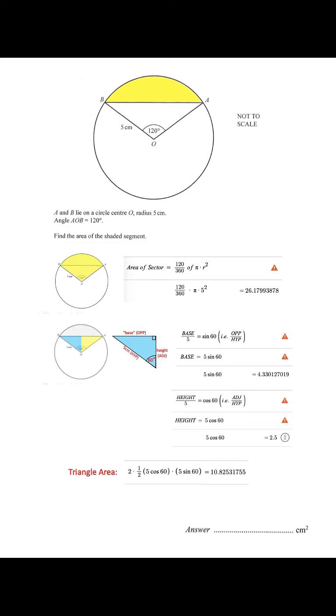So that's the triangle, but remember the area we actually want is this yellow bit at the top, which is the difference between the sector, the pizza slice, and the triangle. So the shaded area that we want is the bit that was the sector, the pizza slice, minus the bit that was the triangle, and that came out to be 15.35 and a bit, 15.35 to a sensible level of rounding.